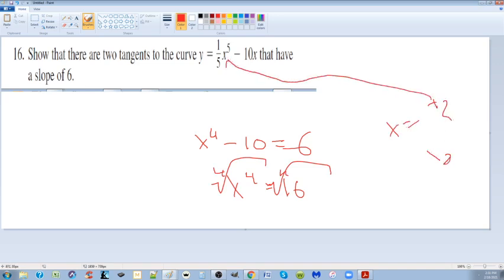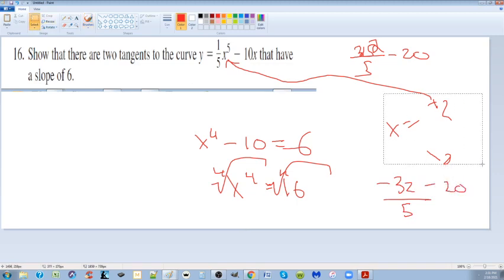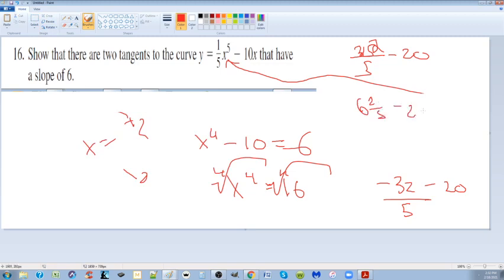And when I put that plus 2 in there, 2 times 2, 4, 8, 16, 32. 32 over 5 minus 20. I'll get to that in a second. And I get minus 32 over 5 minus 20. So the 2 y values are these. The 2 x values are these. So 32 over 5 is the same as 6 and 2/5. When I minus 20, boom, I end up with minus, I think it's minus 13 and 3/5.